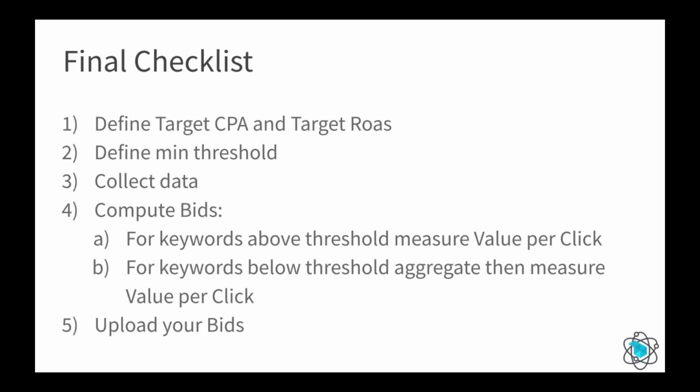For keywords that are directly above the threshold, you would just measure the value per click with the formula that we've seen. For keywords that are below the threshold, you will need to aggregate the measure of the value per click, right? So for instance, you will go back in time, not the first 7 days, but you want to look at the first 90 days. And then finally, you upload your bids with the scripts that we've seen.